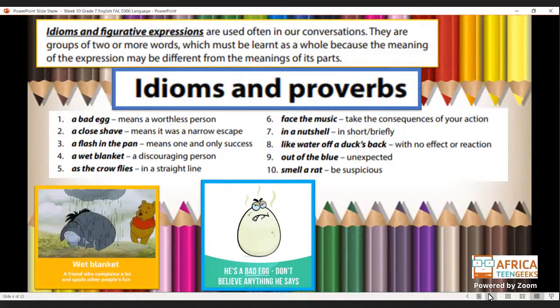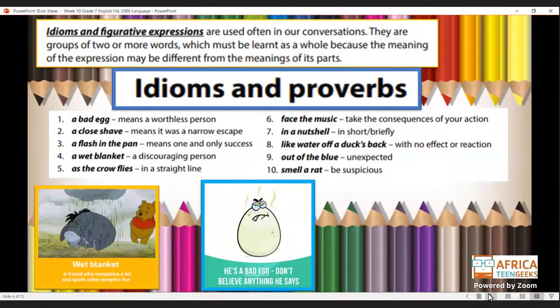Okay. Very good. Number four, wet blanket. We've got a very good example there of Eeyore. And welcome, Itanzi. He is considered to be a wet blanket because he complains a lot and spoils other people's fun. So if someone is always spoiling your fun and complains all the time when they're with you, they are a wet blanket.